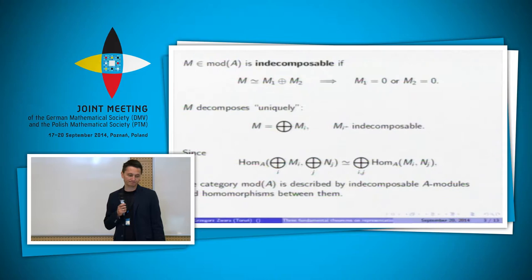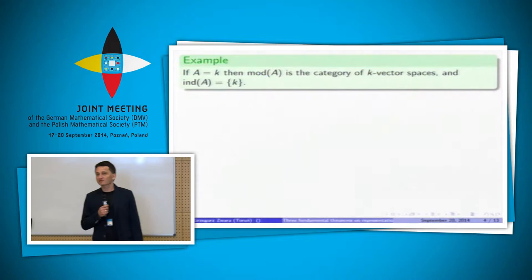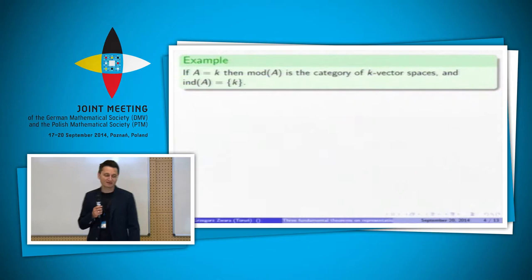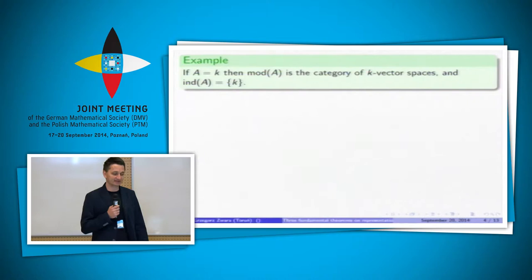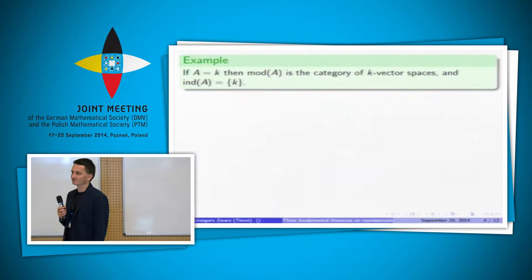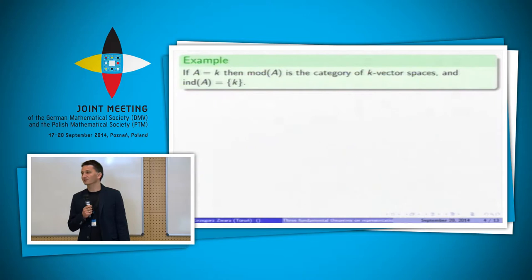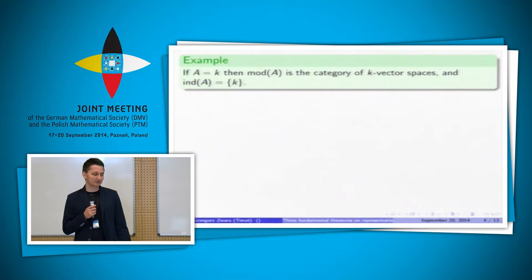Well, let's look at some examples of algebras. What can we say about modules over them? Let's say a not too complicated example: let A be the field K, then the category of modules is of course the category of K-vector spaces. And the theorem that each vector space has a basis almost immediately translates to the fact that we have, up to isomorphism, a unique indecomposable A-module, which is just the one-dimensional vector space. So any vector space can be decomposed into a direct sum of one-dimensional subspaces.